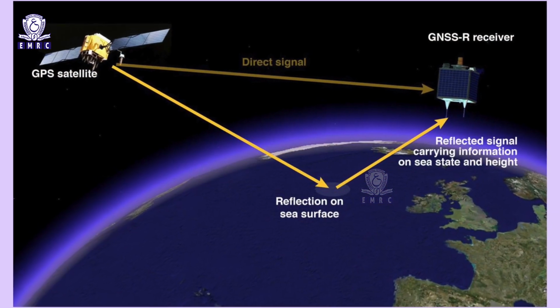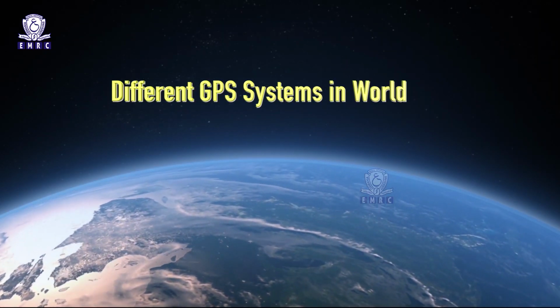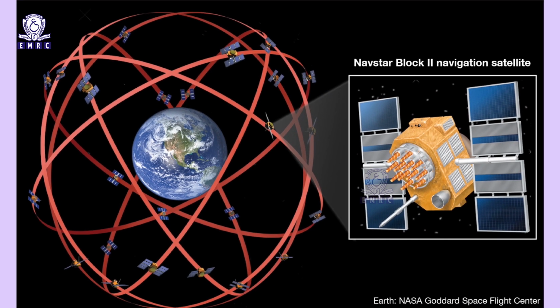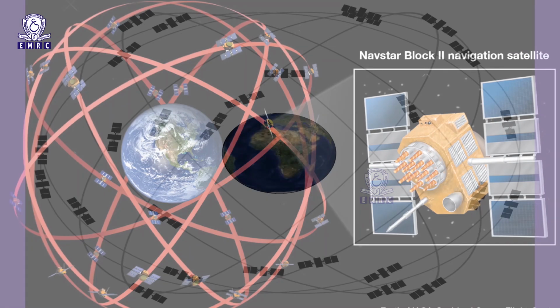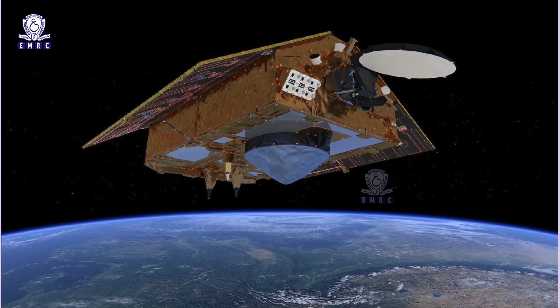Global navigation satellite system. Different navigation systems in the world. The United States Global Positioning System, GPS, consists of up to 32 medium Earth orbit satellites in 6 different orbit planes, with the exact number of satellites varying as older satellites are retired and replaced. Operational since 1978 and globally available since 1994. GPS is the world's most utilized satellite navigation system.